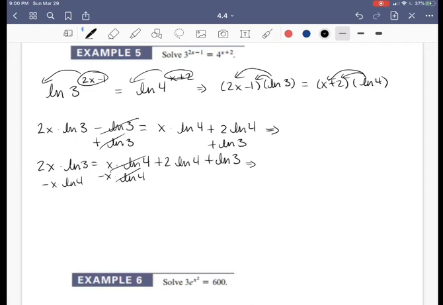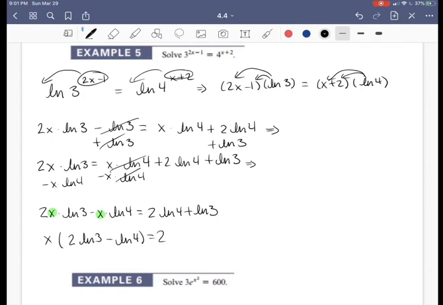So now I have 2x times natural log of 3 minus x times natural log of 4 is equal to ln of 4 plus ln of 3. Now, we can see that both terms on this side have an x. That means we can factor it out. So we factor that, and we have x times 2 ln of 3 minus ln of 4 equals 2 ln of 4 plus ln of 3.